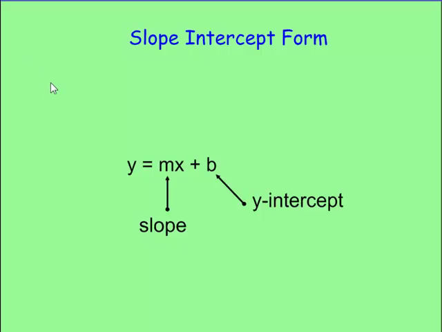Alright, so the first thing we're going to learn about, which we talked about the other day in class a little bit, is slope-intercept form. That is simply y equals mx plus b, which I'm sure you've all seen at least one time. We know that m stands for slope, and b represents the y-intercept.